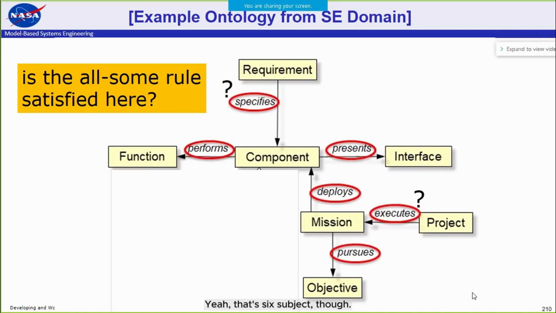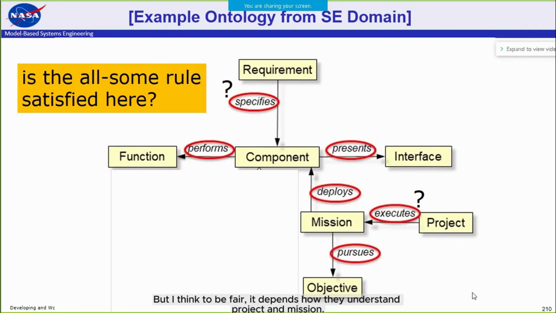Yes, say there are six objectives. But then at the end, in a bigger way, you decide to drop two. You're not going to pursue those. Okay, but still, you are pursuing at least one. That's all that's needed for the all-some rule. It doesn't say every mission pursues every objective. But that project executes it. Not all projects necessarily have to execute. Which is why I'm questioning whether that satisfies the all-some rule.